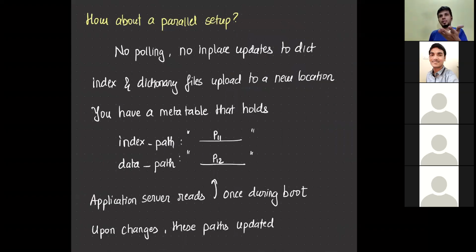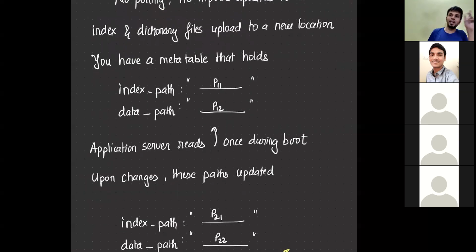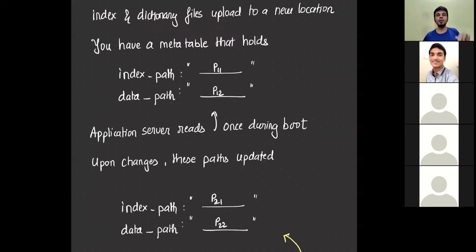Another solution which has been proposed by Joybo, Varun and Sanjit is about not replacing the file but having a parallel setup. So no polling, no in-place update to the dictionary file or index file, but you would upload the files to a new location, which means your meta file would have the index file and the data file.